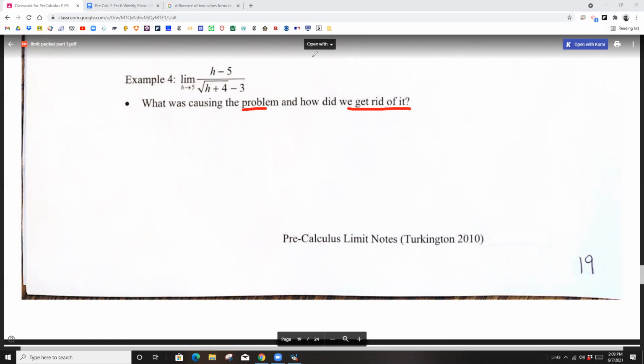Now, which conjugate pair should I use? Should I use h plus 5 or root h plus 4 plus 3? All right. Well, it's one tool in your toolbox, and those are both things that you could try. So if you tried one way and it didn't work, you could try it the other way.